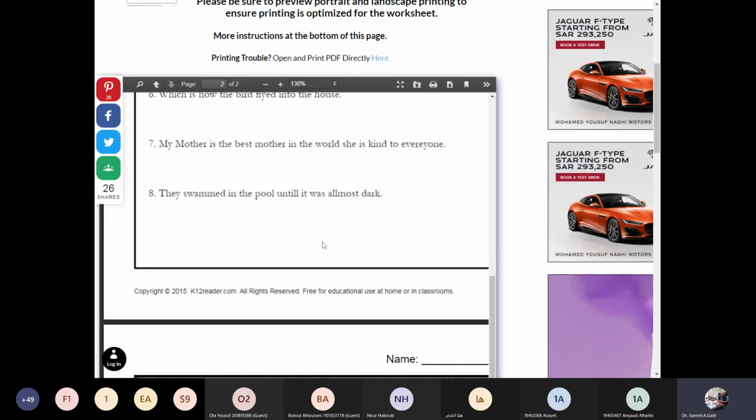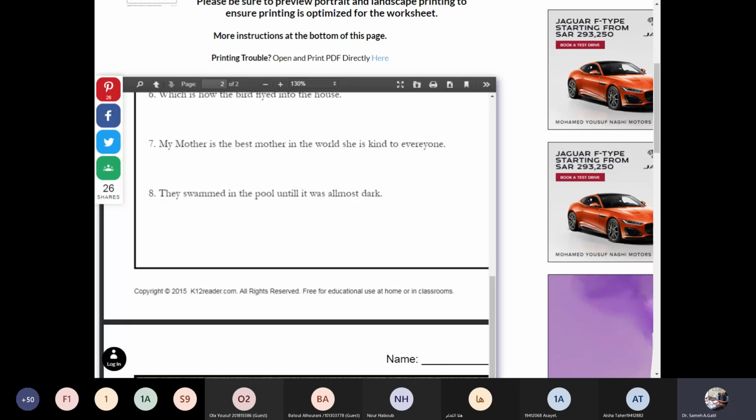Doctor, number 7. What's your name? My name is Aisha Tahir. Go ahead. We have 2 sentences here. We need to connect them or put a full stop. My mother is the best mother in the world. Full stop here, and we will start with the capital letter. She is very kind to everyone. Excellent, Aisha.